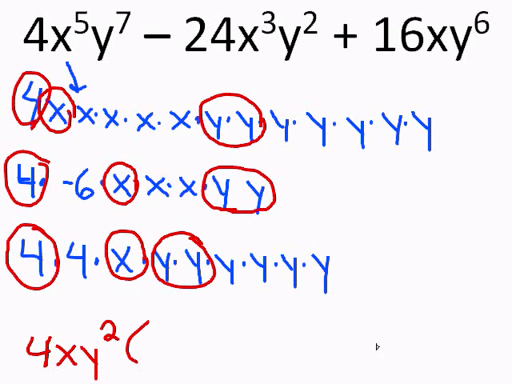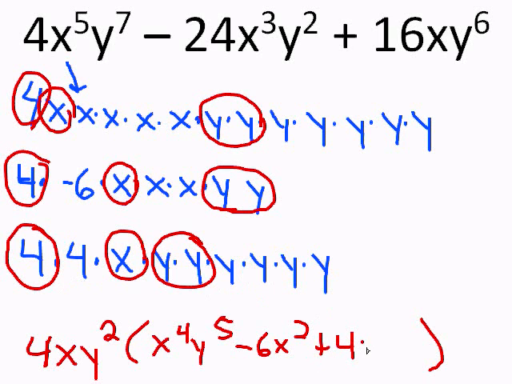Now what we do is we list inside parentheses what we have left over after taking that greatest common factor out. So we have x, x, x, x, we have x to the 4th, y, y, y, y, y, so we have 5 y's, so y to the 5th. It's a negative 6, and xx gives me negative 6x squared. And here I have a 4 and 4 y's, so it's going to be plus 4y to the 4th.